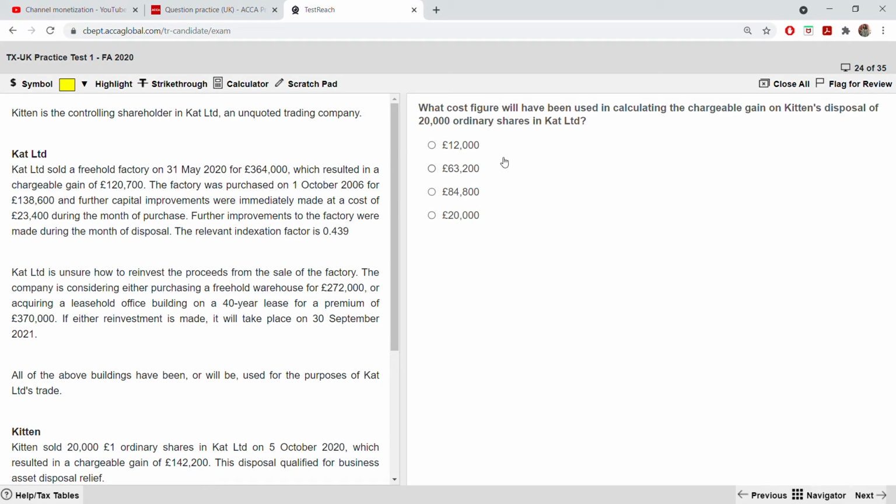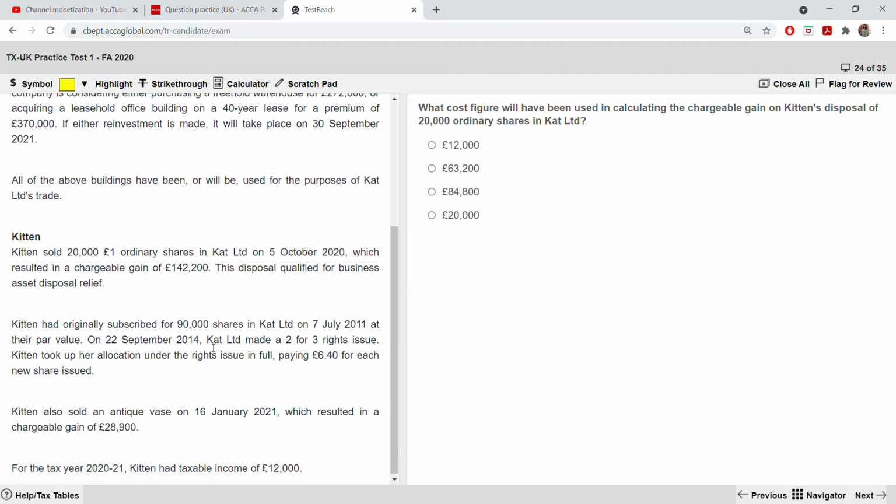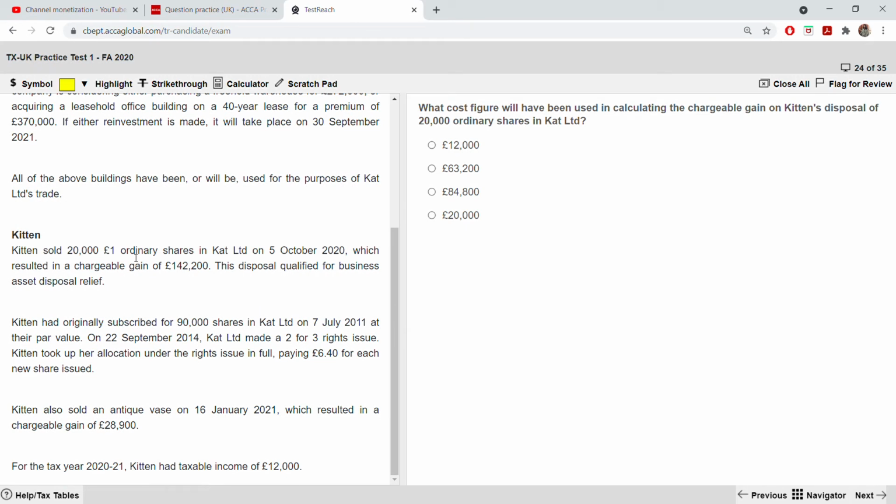What cost figure? So we are now talking about Kitten here. We need to read Kitten's part. Kitten sold 20,000 ordinary shares in CAT on this date, which resulted in a chargeable gain that qualified for business asset disposal relief. Kitten had originally subscribed for this many shares, and on 22nd September, she had made a 2 for 3 rights issue, took up her allocation under the rights issue in full, paying this much, and also sold an antique vase, which resulted in a chargeable gain for the tax year, and had a taxable income.